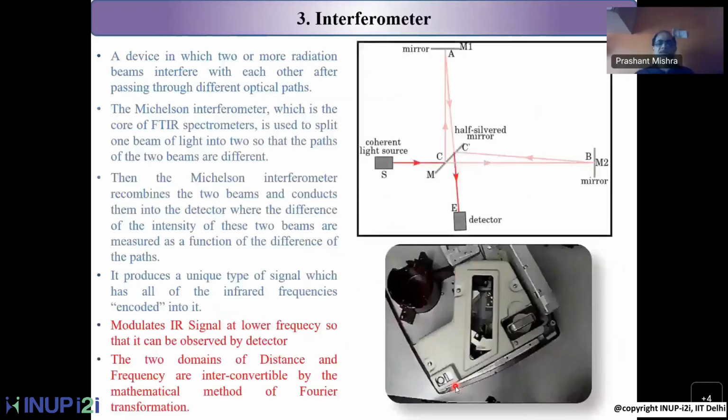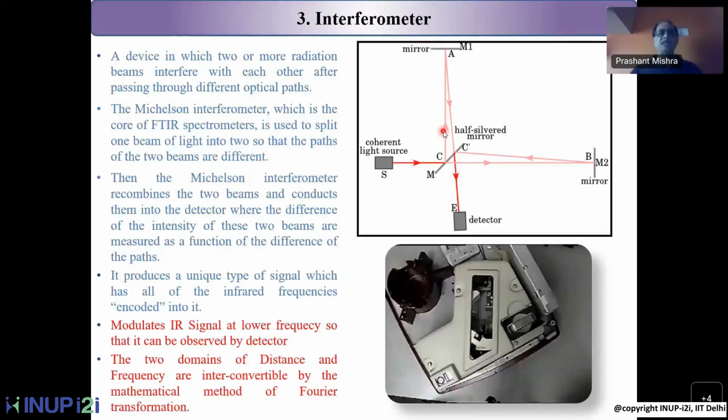Now this is a very interesting thing which you find on the right hand side. This shows how the interferometer works. It is a typical interferometer, which is a Michelson interferometer. So interferometer is a device in which you have two or more radiation beams that interfere. So that's why you have this kind of part in the system.